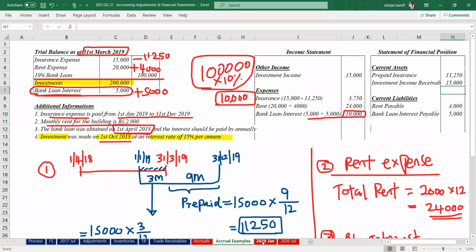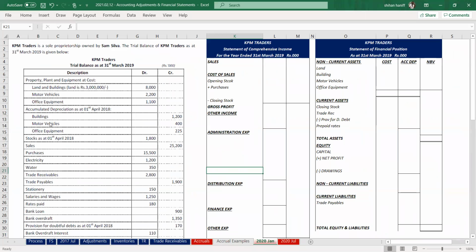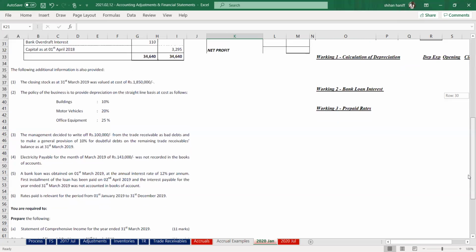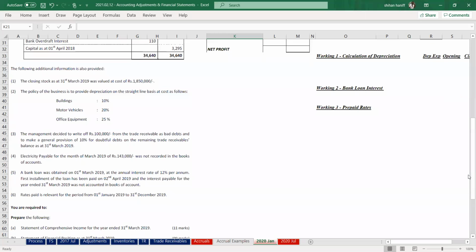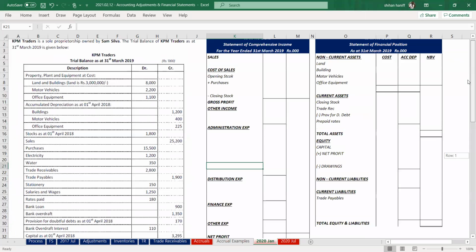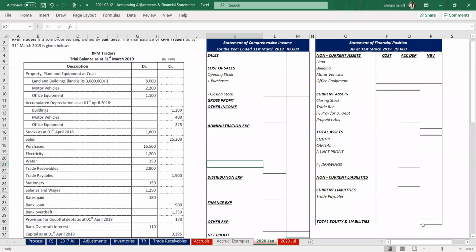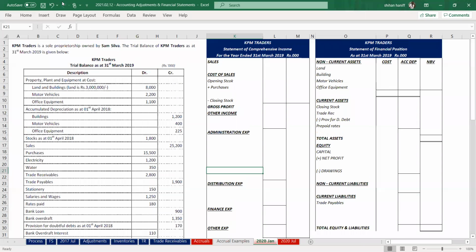Next, what I'm going to do is a question with this adjustment. I will be doing only the adjustment. I want you all to complete this question and find out the total assets and total liabilities, including the net profit. So I will show how to do the adjustments, only the adjustments. Okay. Right, so let's start the question.